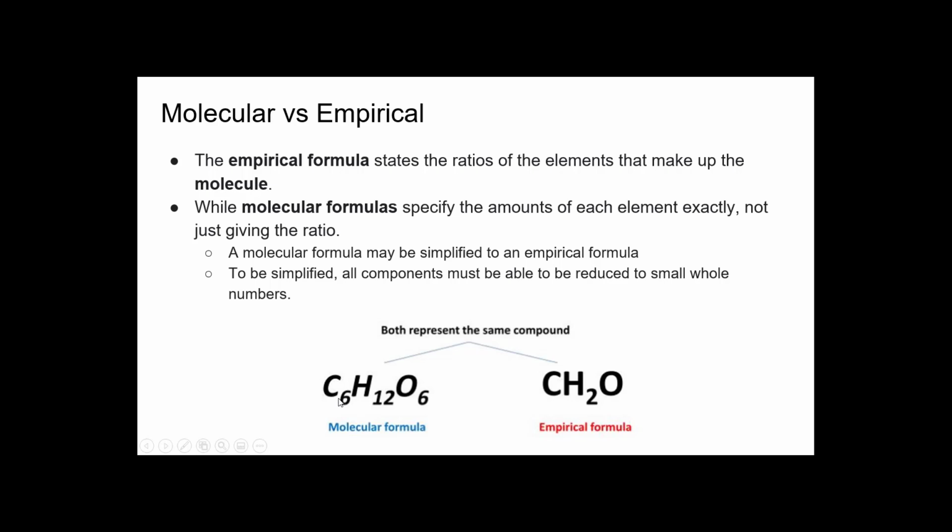To be simplified, all components must be able to be reduced to small whole numbers. So as you can see, the 2's left because this can all be reduced by 6, leaving the 2 behind. You can no longer reduce when you can no longer get whole numbers. So if we were to try to reduce this by 2 on everything, we're going to get half numbers, and that's a no-no.